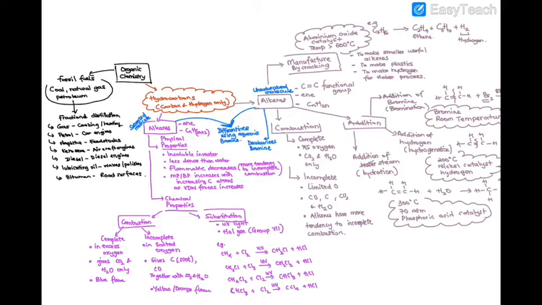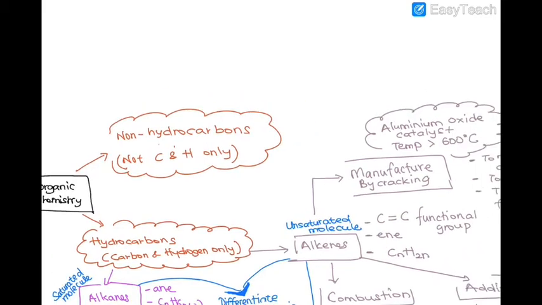So now we have already looked at hydrocarbons. We're going to look at the organic chemistry of other compounds that are not necessarily hydrocarbons. So alcohol, carboxylic acid, and esters. These are not hydrocarbons because they contain oxygen in the molecule. So the first non-hydrocarbon that we'll look at is alcohols.